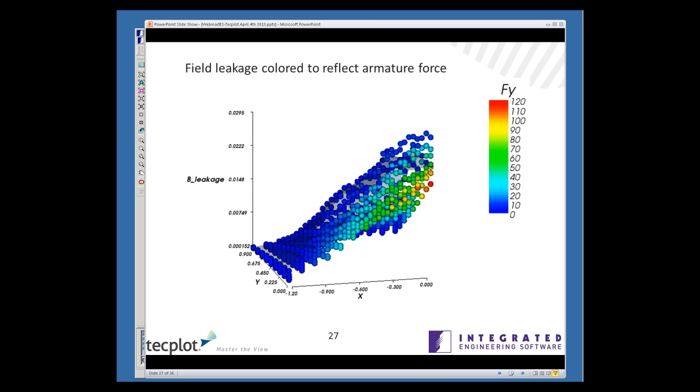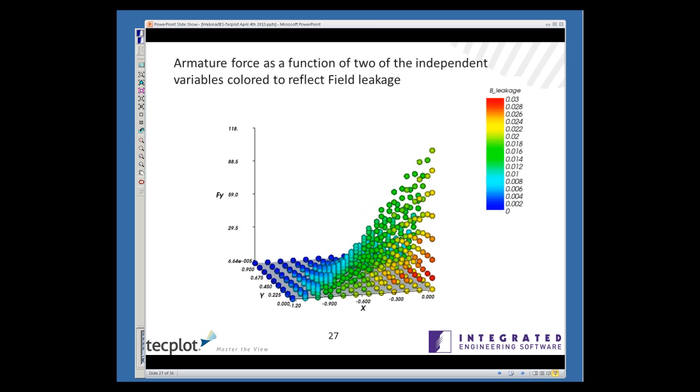So here's a picture of all of the data against two of the independent variables, and you're looking at the field leakage on that z-axis, but the scatter plot balls are colored by that all-important force variable. So that's one way to look at these, at the entire 864-point set of data.